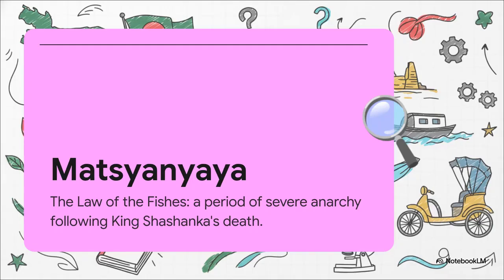So, the crucial point here is understanding what actually happened between these rulers. After King Shashanka died, Bengal fell into this terrifying 100-year dark age known as Matsya Nyaya, which means the law of the fishes.